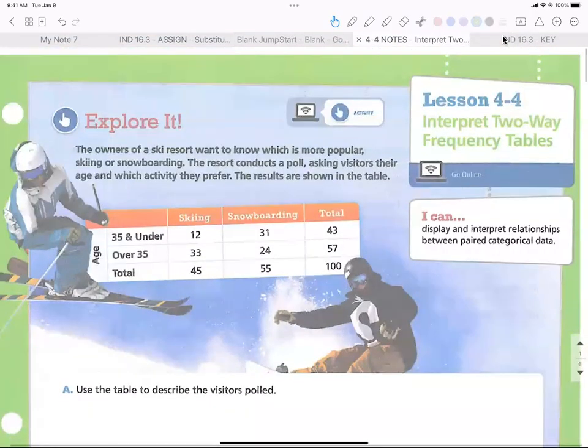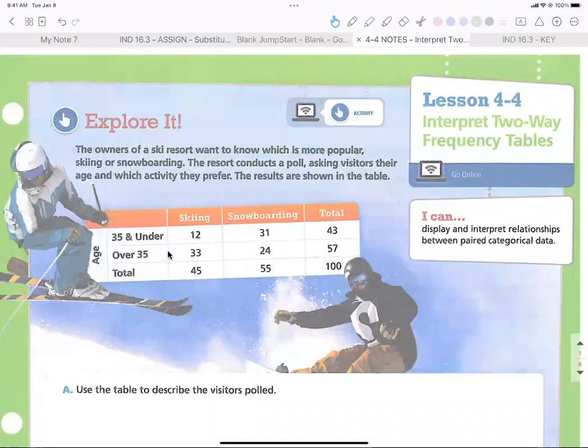All right, so 4-4 is interpreting two-way frequency tables, okay? And a two-way frequency table is just a really fancy term for a table that shows data from a poll, okay? So if you survey or poll a group of people and you want to compare the data, you would do it using this two-way frequency table.